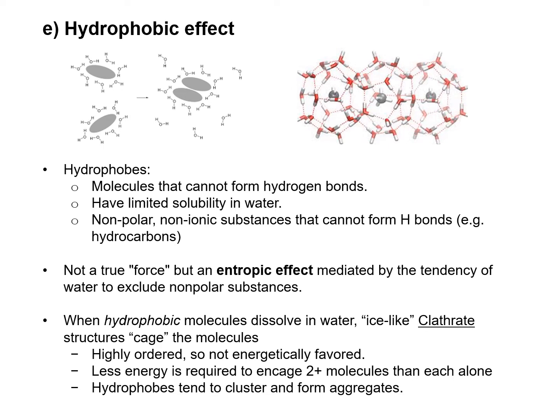So they will tend to move to the state with less potential energy. And less energy is required when these clathrate structures encage more than two hydrophobic molecules than each alone. And thus, hydrophobes tend to cluster and form aggregates in water.